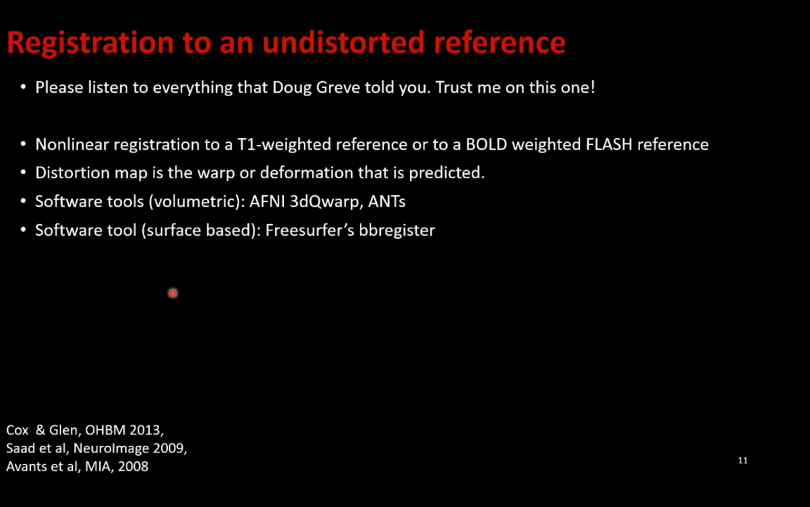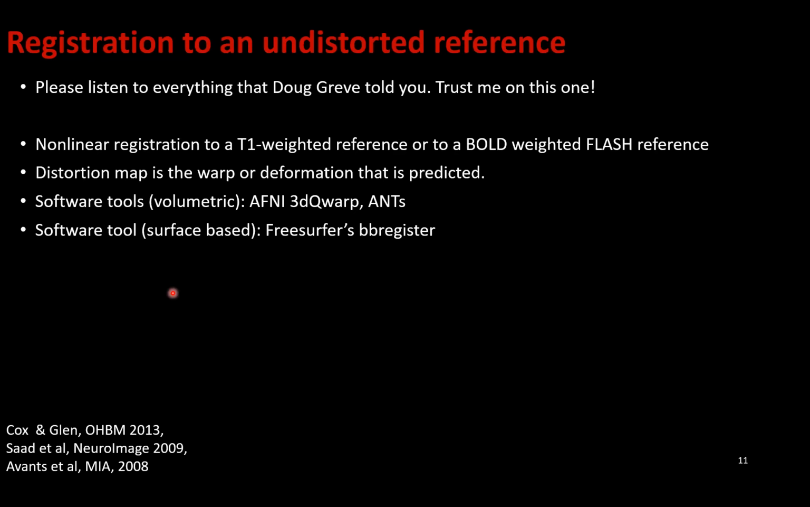Very similar to the nonlinear registration approach that I talked about just now with two different reverse gradient scans, with the difference that here the reference is either a T1 weighted image, or you can use a bold weighted flash image, which is also matched in contrast with your data. So you have a reference image here, and you perform nonlinear registration, and the warp that is spit out from these nonlinear registration methods is nothing but your distortion map or your field map.